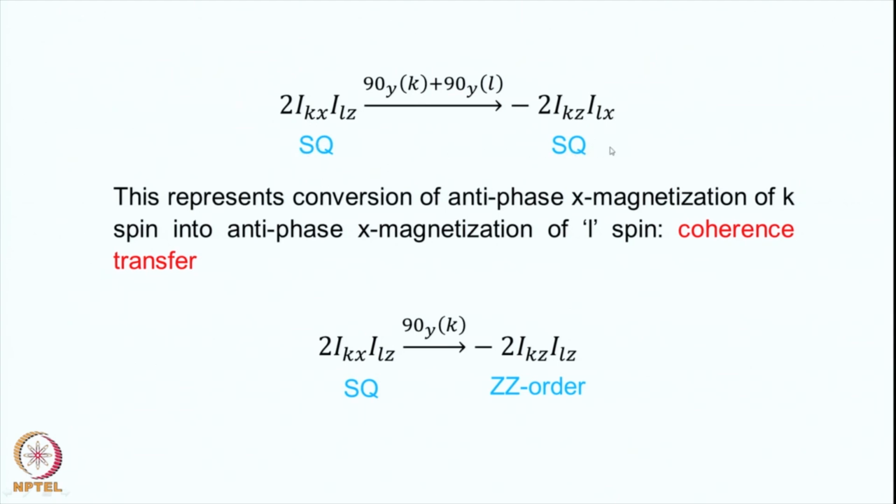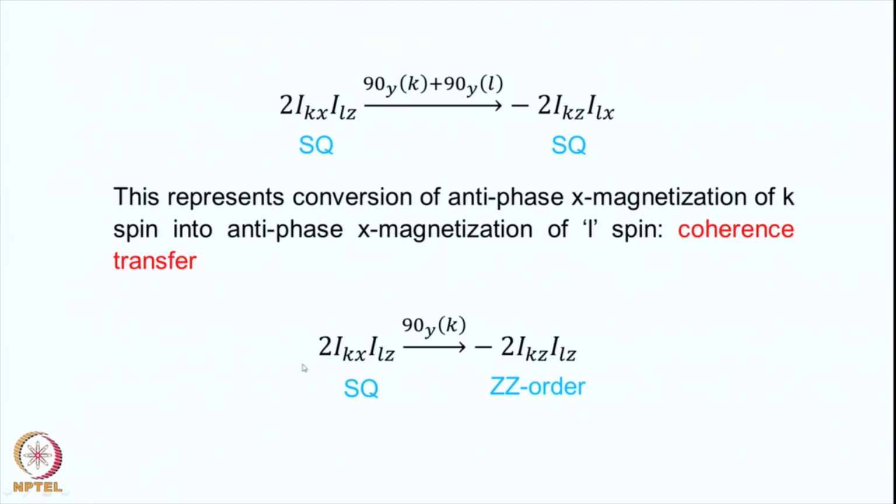From K spin to L spin I get a transfer, and this is a single quantum to single quantum coherence just by changing the phase of this 90-degree pulse. So in the earlier case, when the 90-degree pulse was along the Y axis applied to both the spins, I got a single quantum coherence into a mixture of double quantum and 0 quantum coherences, and so this has important implications. So this represents conversion of antiphase X magnetization of K spin into antiphase X magnetization of L spin, that is a single quantum coherence transferred.